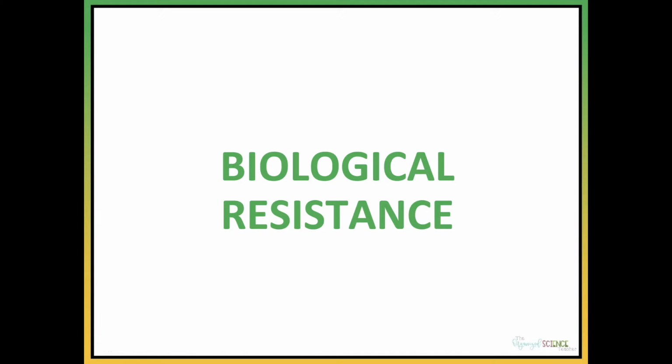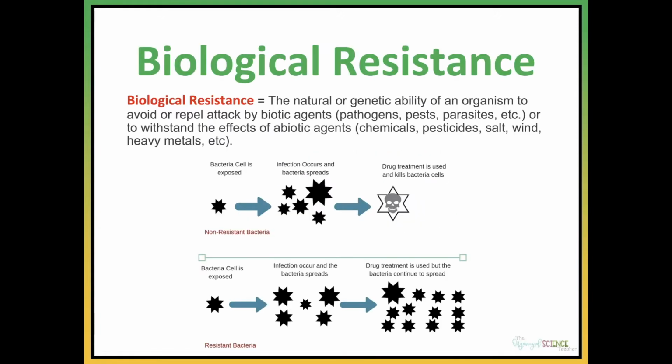Hey guys, today we'll talk about biological resistance. Biological resistance is the natural genetic ability of an organism to avoid or repel some sort of biotic or abiotic agent. So it could be repelling some sort of pathogen or some sort of chemical like pesticides or antibiotics.